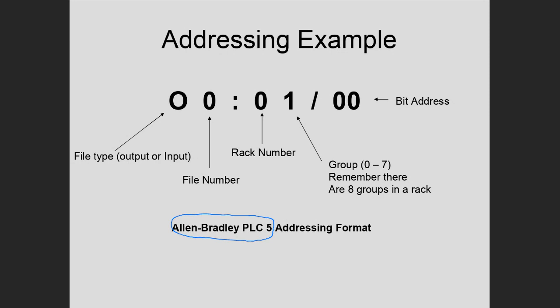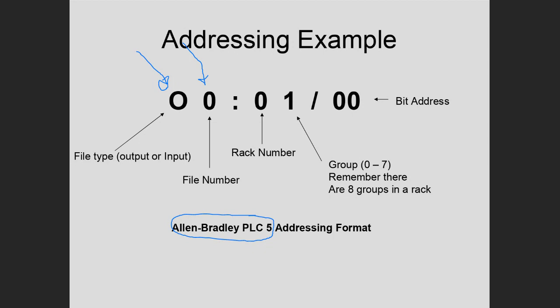So the very first part of this address is you're either going to have an O there or an I. If it's an O, we know we're talking about an output module. If it's an I, we're talking about an input module. Think about it in memory: if there's an O, then the virtual structure I'm looking at is an output image table. If it's an I, the virtual logical structure I'm looking at is an input image table. So the leftmost part tells you whether I'm dealing with an output module or an input module.